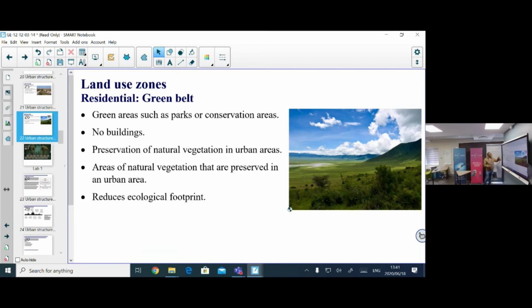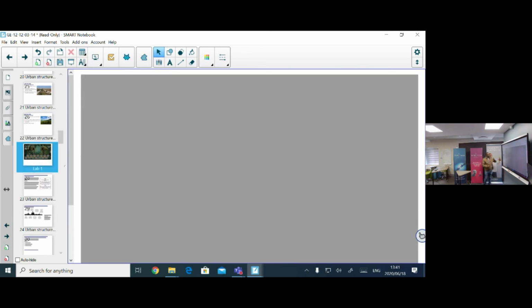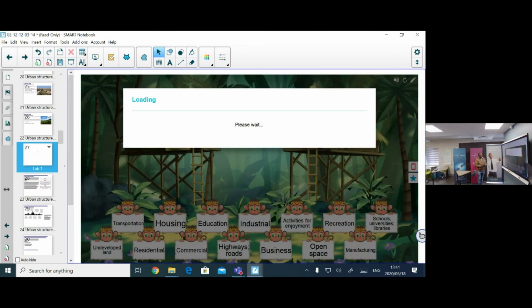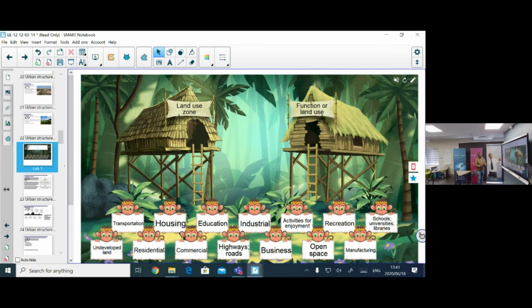We need to look at this game, which is our smart lab. We want to learn while playing. So this is on land use zones and the functions and land use. So we want to look at this and see if we can match up the different terms that are given underneath here. Land use zone, is transportation a land use zone or is it a function? Transportation.